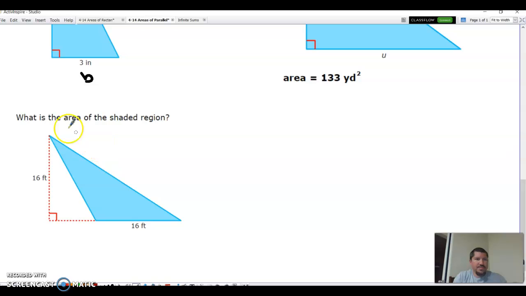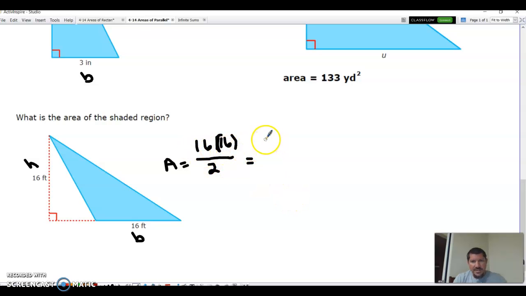Alright, last example. What is the area of the shaded region? So really the triangle. This is now my height and this is my base. So area is equal to 16 times 16 over 2. Well, 16 times 16 is 256 over 2. So that's 128 feet squared.